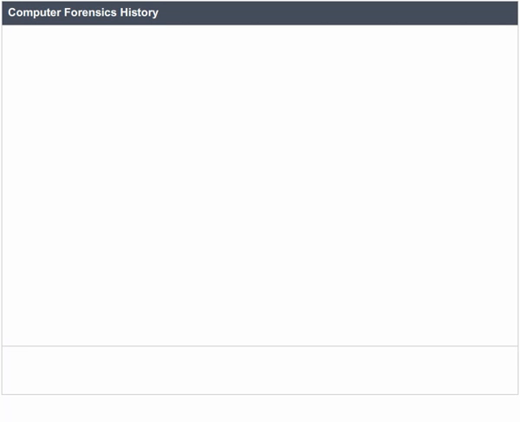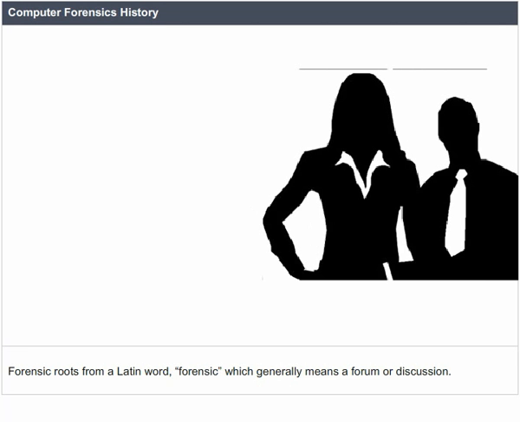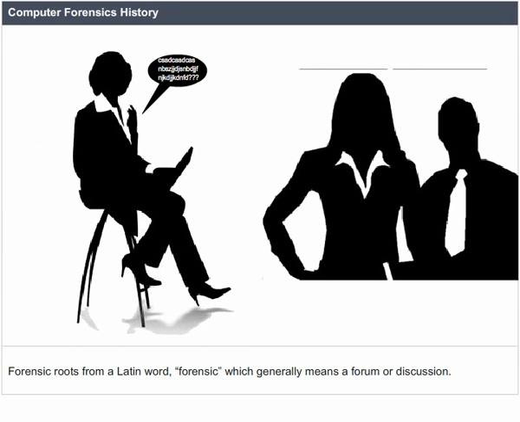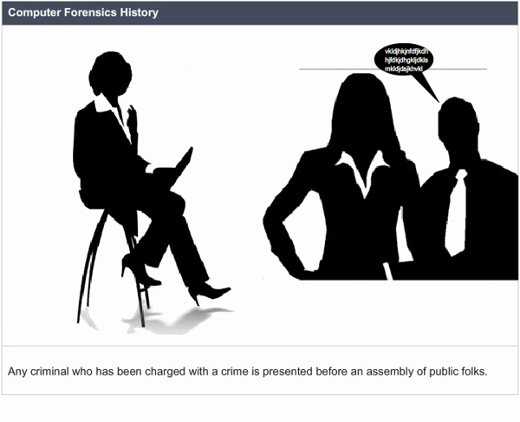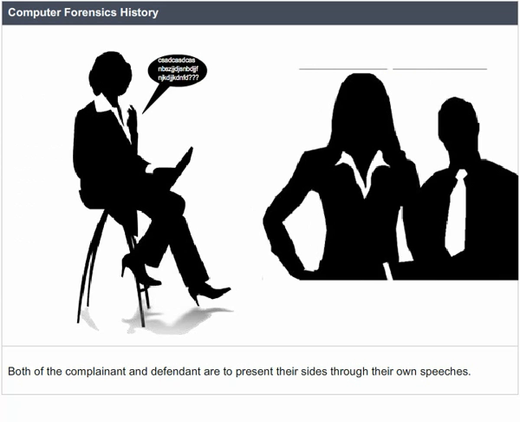Computer forensics history. Forensic roots from a Latin word forensis, which generally means a forum or discussion. Any criminal who has been charged with a crime is presented before an assembly of public folks. Both the complainant and defendant are to present their sides through their own speeches.